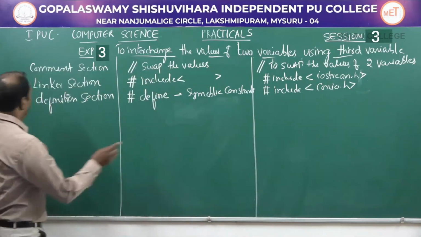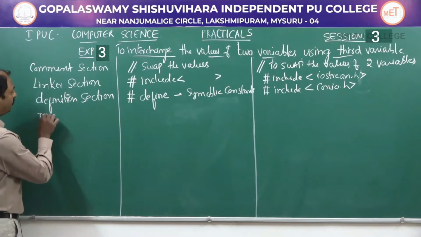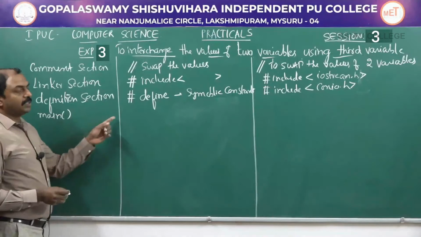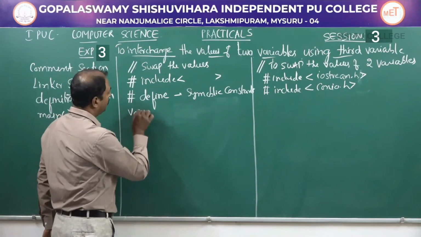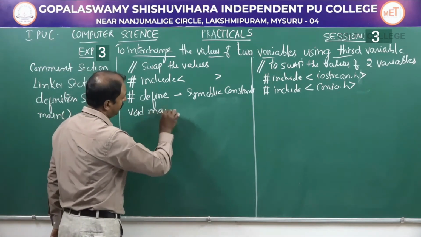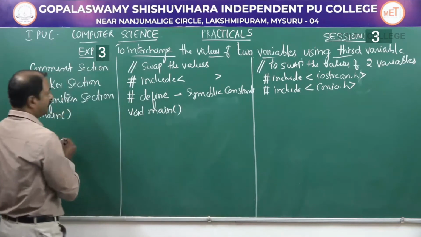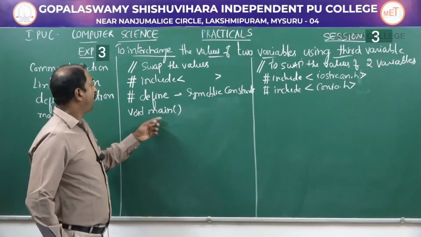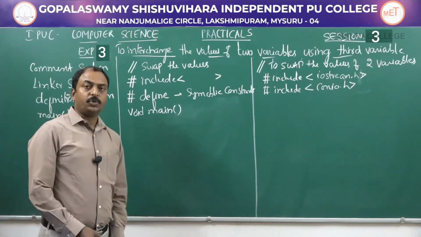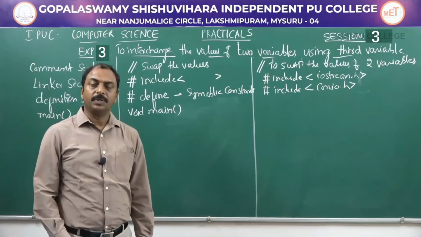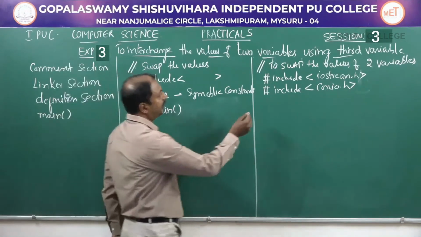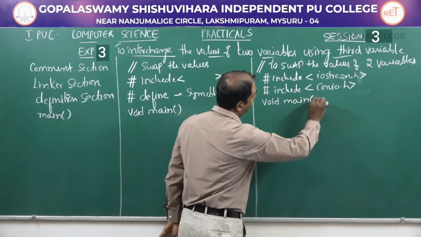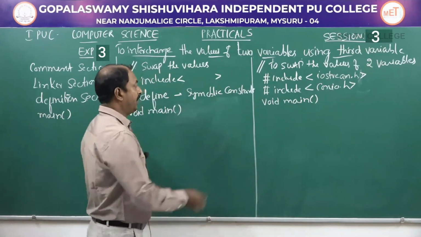So next one is void main. This is the main function. It will start with void main function. Students, each and every C++ program must have a main function, and there should be only one main function in our C++ program. So we say void main. Here, void main function, again no semicolon.